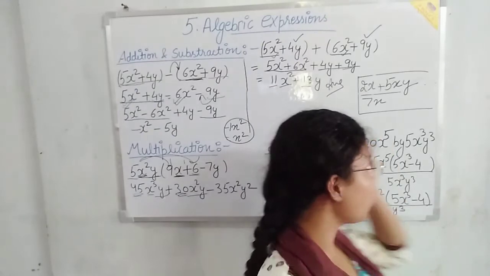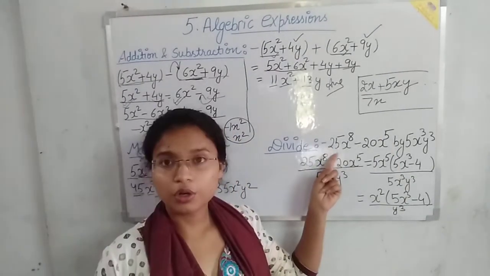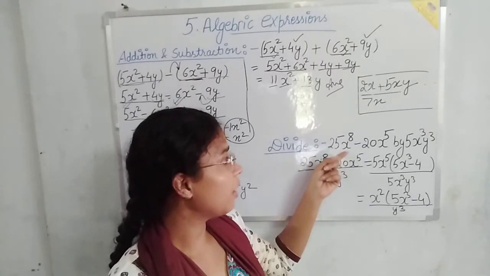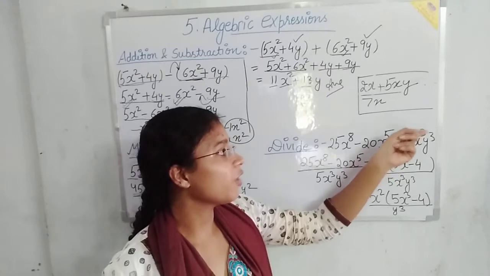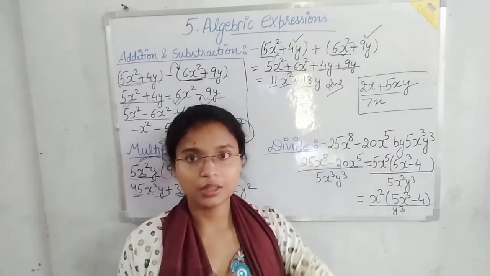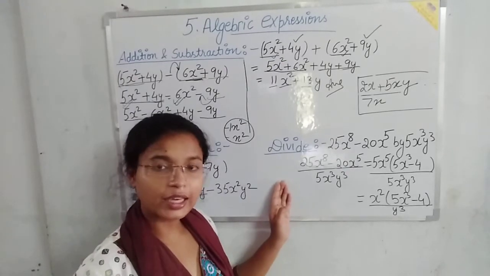After that, the last topic is the division of algebraic expressions. Suppose this is your question: 25x to the power 8 minus 20x to the power 5, divided by 5x cube y cube. Divided by means in the denominator. So this question can be written like this.